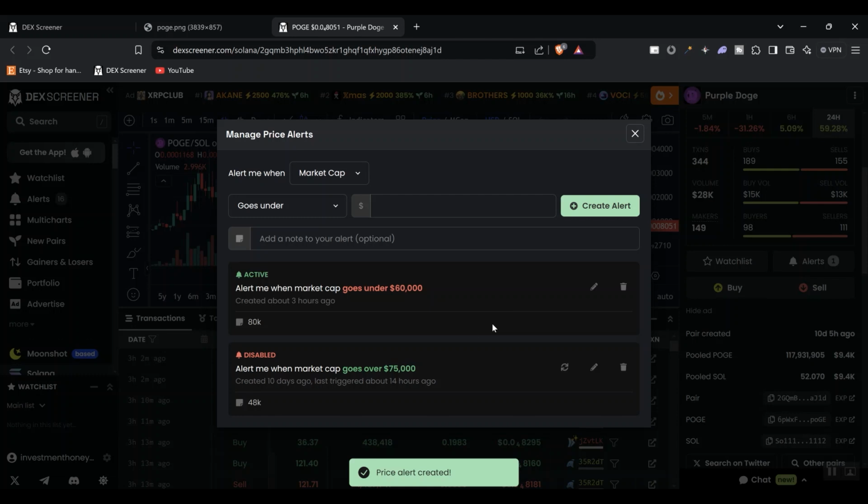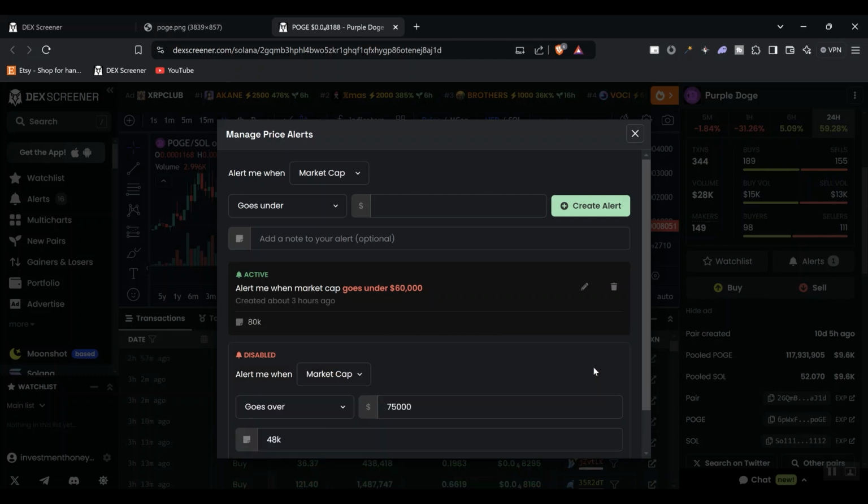And then for the over alert, because we still want to keep an eye on that, we're going to move this one from 48 to 80 to update the posted market cap, and we're going to go to 95.